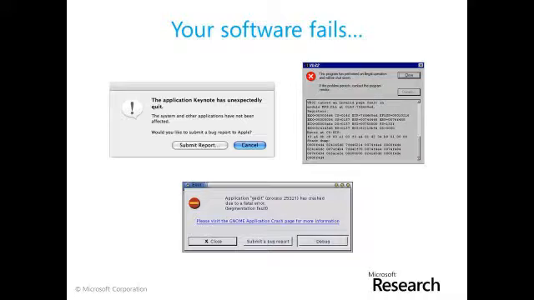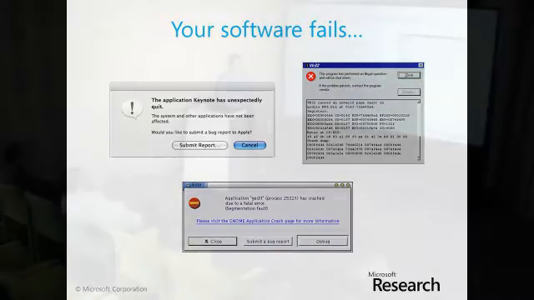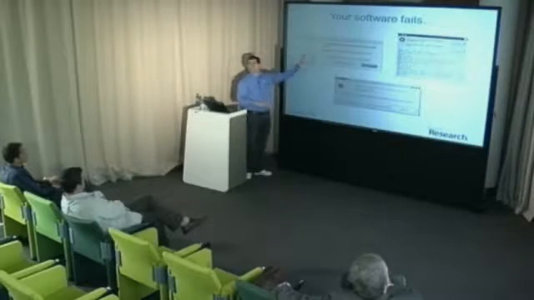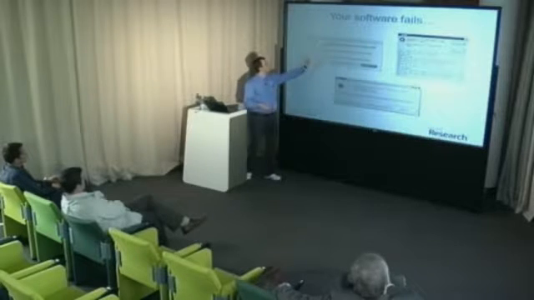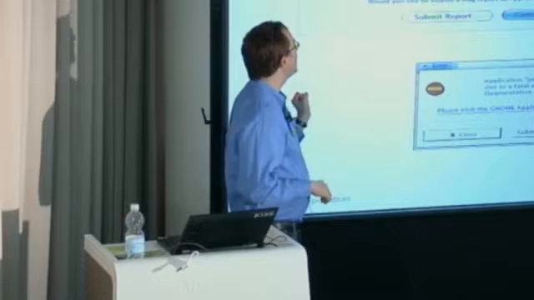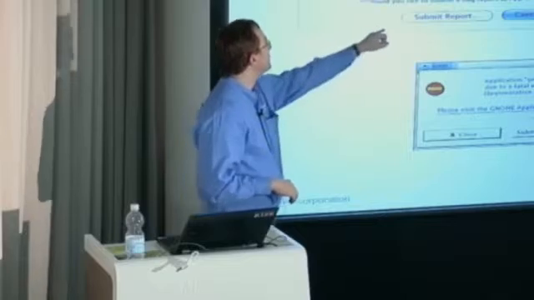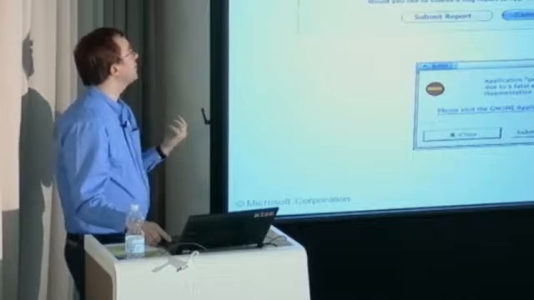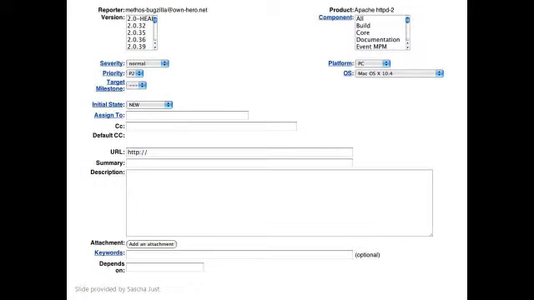Essentially, when you have a failure in your software, often what you get is an error message like "the application Keynote has unexpectedly quit." And what you can do then is click on submit bug report. And depending on what kind of system you have, it might send a bug report automatically. But still, many systems ask for manual bug reports. And that's what you get.